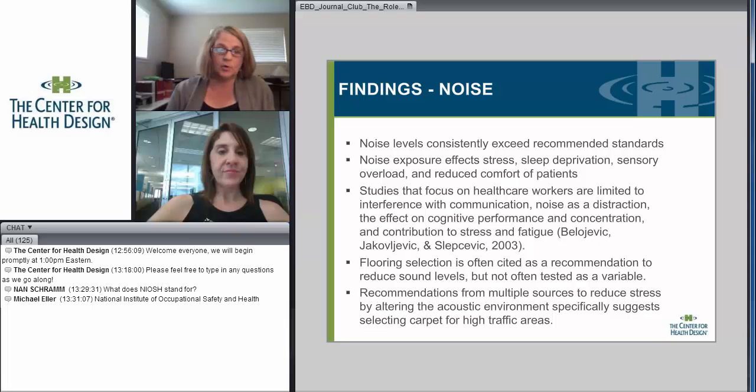We also know that noise exposure affects stress, sleep deprivation, sensory overload, and reduced comfort for patients. For healthcare workers, it limits their communication. It creates distractions that can influence medication errors or something else slipping through the cracks. It has an effect on cognitive performance, concentration, and fatigue.